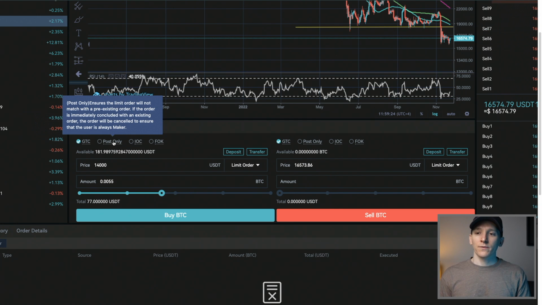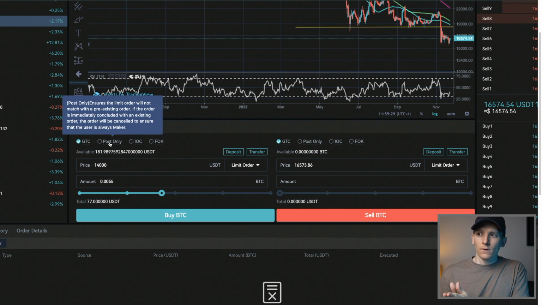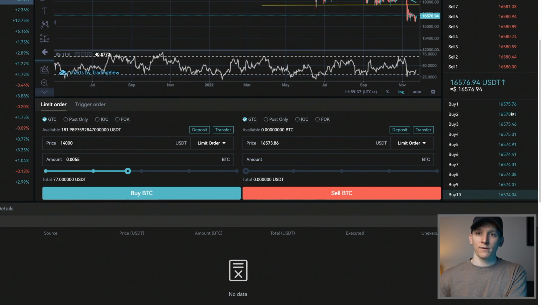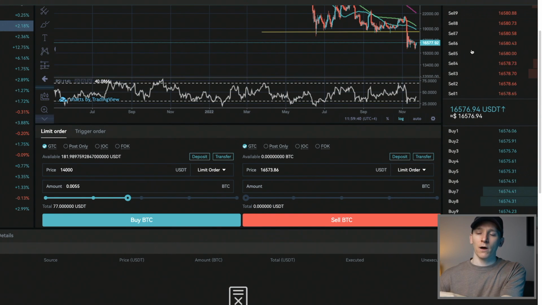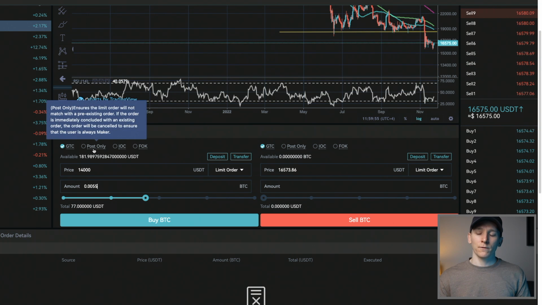Post only ensures that your order essentially either goes in as a maker order or doesn't go in. Now that gets a little bit complex, but a maker order is a limit order below the current price. If you put a limit order above the current price, then that's obviously a bad order and it will just go through at the cheapest price it can. But that is not what's known as a maker order. So maker and taker orders are charged slightly different fees, and that's why post only exists.